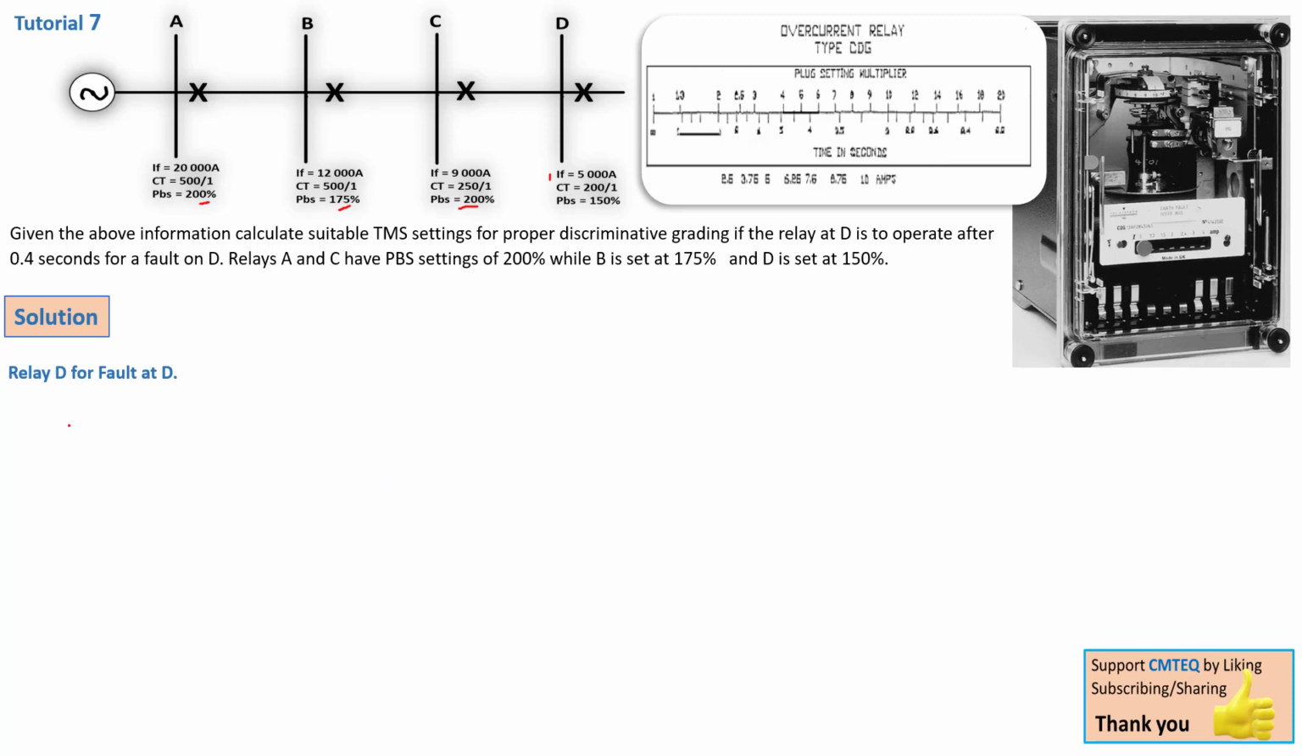One of those is M, that is your multiple of settings. M is given by this formula here: M is equal to I fault over the CT ratio times your IN times your plug setting. We all know that. Everything is given here; we just need to fill in the formula. So this gives us the 5000 of the fault current over this ratio here, times a nominal current of 1, that is the secondary of your current transformer, and your plug setting of 1.5. So we have an M of 16.66 here.